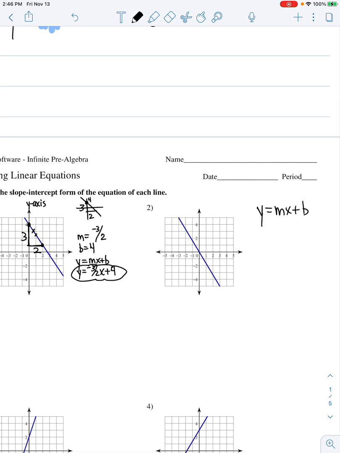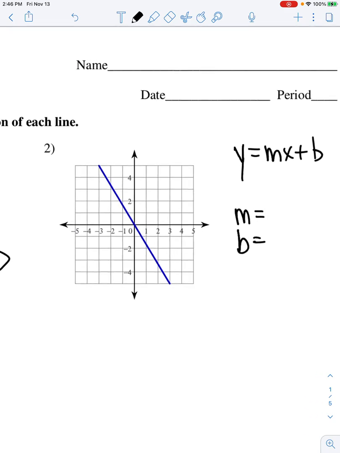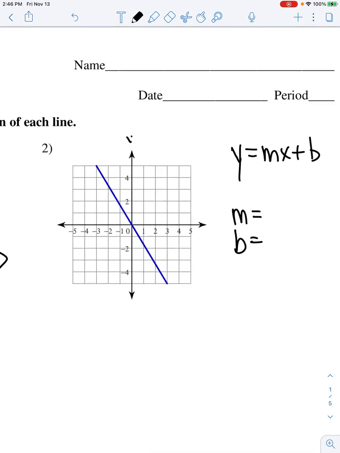That's the form of a line. So I need to identify my slope and my y-intercept. I always start with my y-intercept. Here's your y-axis. So my y-intercept is 0.